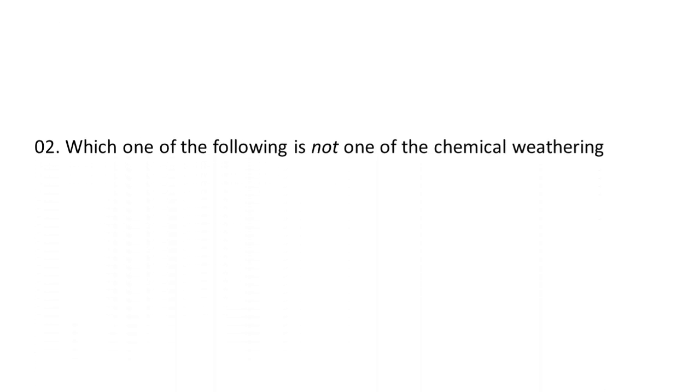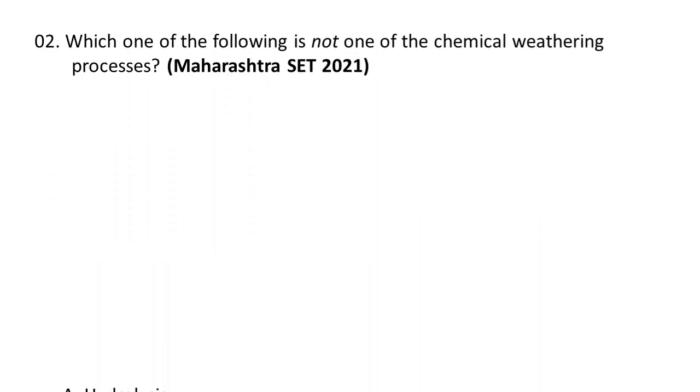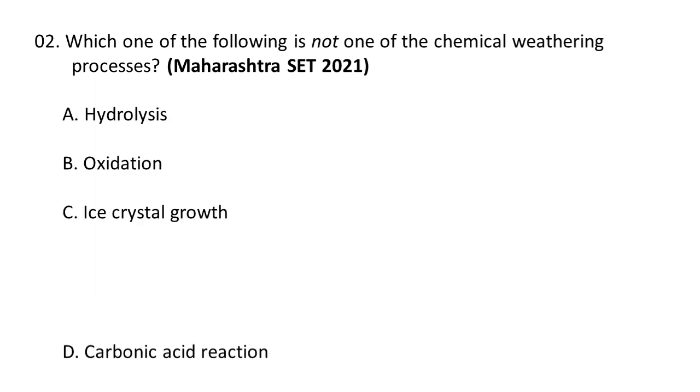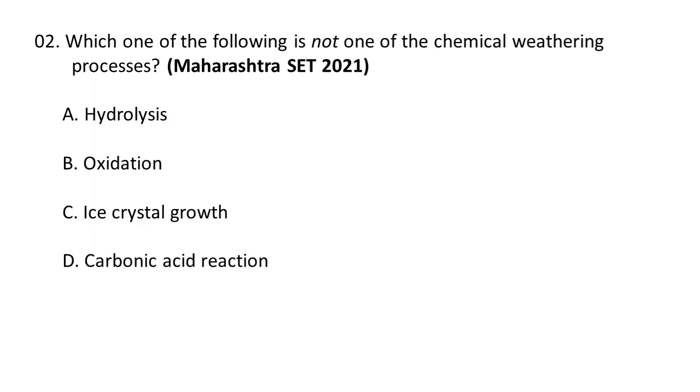Next question. Which one of the following is not one of the chemical weathering processes? A. Hydrolysis. B. Oxidation. C. Ice crystal growth. And D. Carbonic acid reaction. So the correct option is C. Ice crystal growth is not one of the chemical weathering processes.